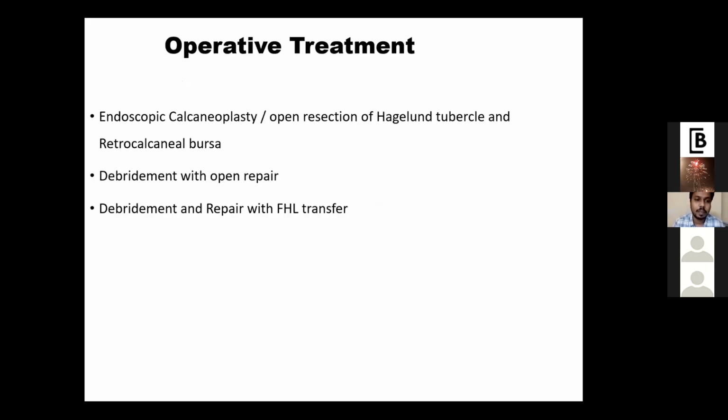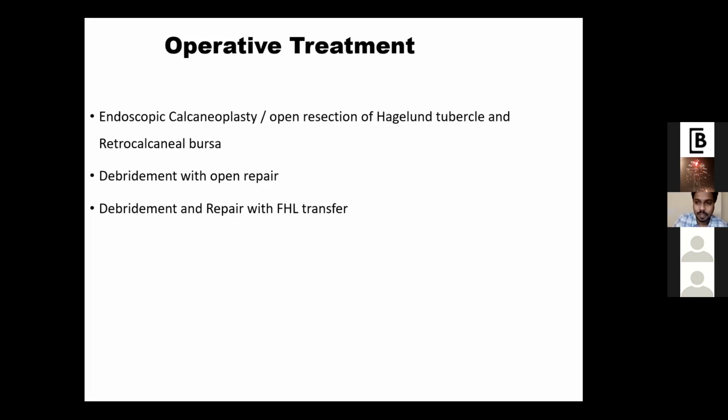Operative treatment can be divided into three parts. There is initial calcaneoplasty, where typically we do the resection of the Haglund tubercle. It can be done by an endoscopic method or by an open method. It is always combined with an excision of the retrocalcaneal bursa. There might be some debridement of the tendon involved, but there is no tendon repair involved in this procedure.